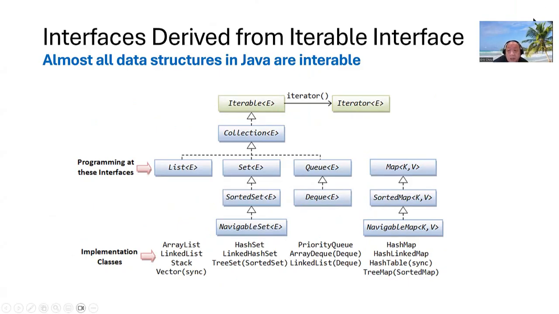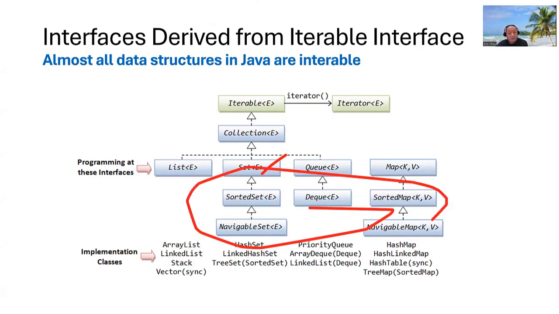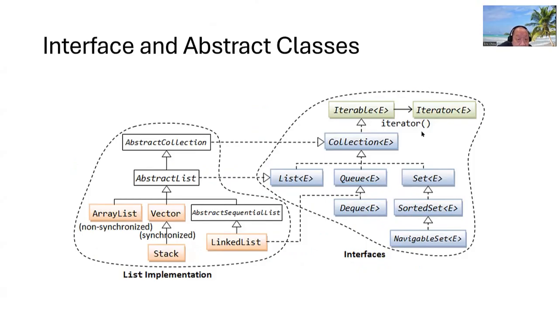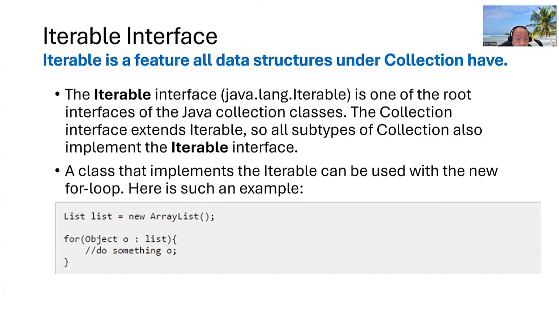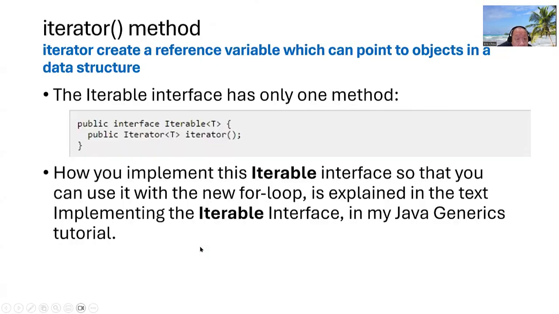One thing that we know is iterable: ArrayList is iterable, LinkedList is iterable, Set is iterable. Everything here is iterable. The main feature of Iterable is that you can put it into a for each loop. Then you need to have an Iterator. Iterable also implements Iterator, so you need to have an iterator.